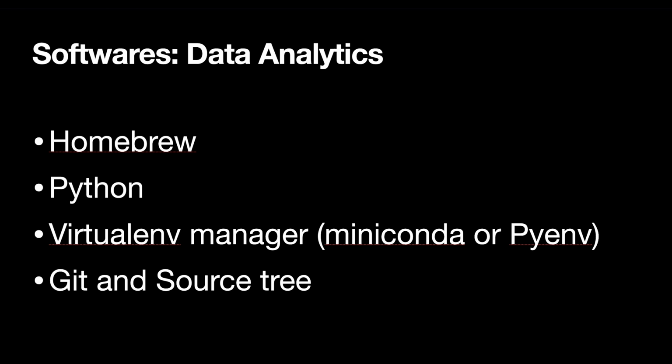So now we are going to install the software that is most specifically needed for data analytics and coding purposes. Among them are Homebrew, which is a package manager for macOS and Linux, and we definitely need to install Python and some sort of virtual environment manager. It could be Miniconda or Pyenv. And finally, we need to install Git and Sourcetree.